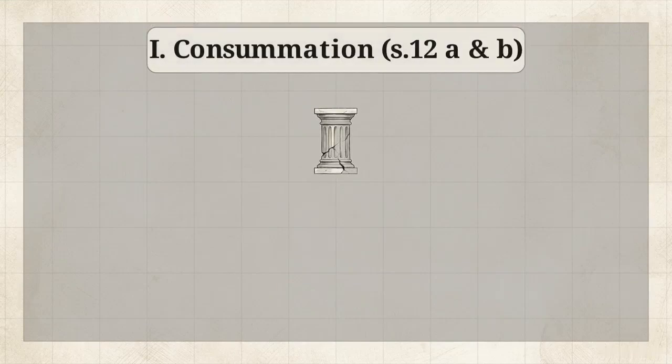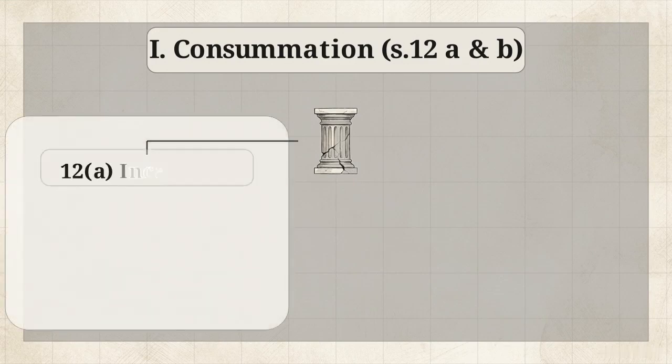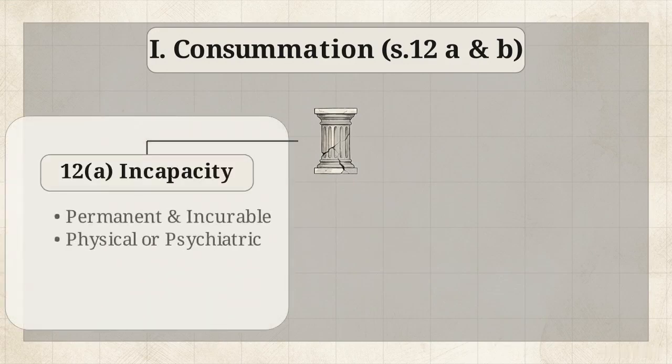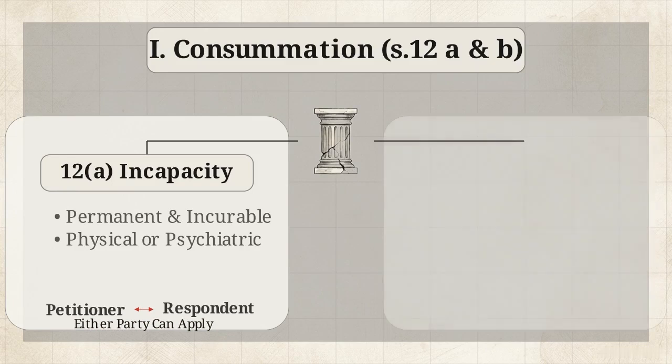The first pillar of Section 12 focuses on the physical threshold, consumption. This is governed by subsections A and B. Subsection 12A deals with incapacity. The court requires proof the inability to consummate is permanent and incurable, whether physical or psychiatric. Crucially, under 12A, either party is eligible to apply. A petitioner can even rely on their own incapacity.